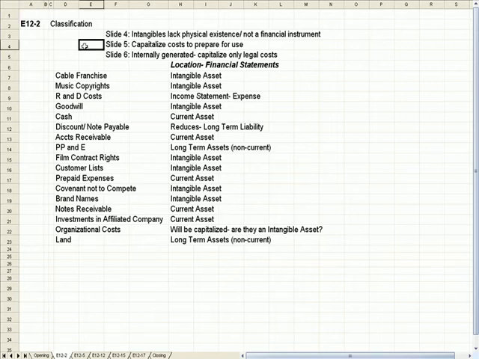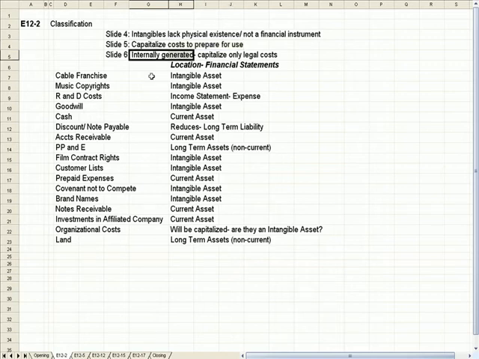And if you have the slides for this textbook, you'll see that you've got a couple of tips here. Intangible assets lack physical existence. You can't touch, see, or feel them like vehicles, equipment, or buildings. And also, they're not financial instruments, which is a common misconception. We capitalize costs to prepare the intangible asset for use. So if we go out and buy a brand name from somebody and we have to pay lawyers and accountants, we would capitalize, or include, the cost of the lawyers and the accountants in the asset.